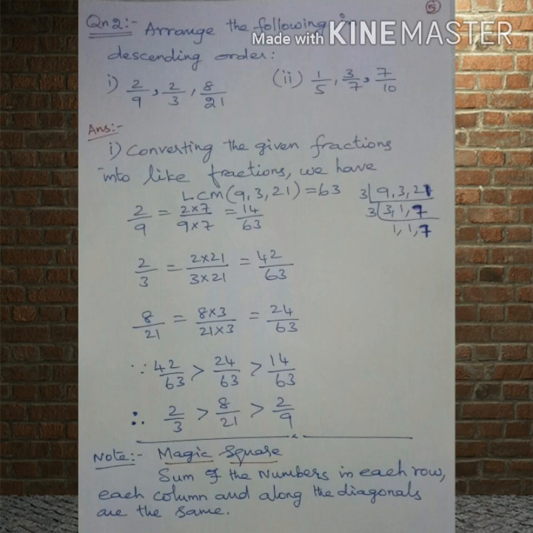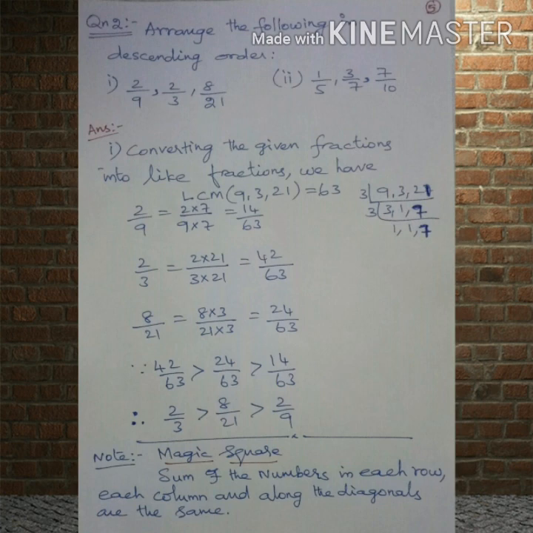Now you have to convert 2 by 9 with the denominator of 63. That means the denominator must be multiplied by 7, so you have to multiply by 7 in the numerator also. 2 sevens are 14, 9 sevens are 63.